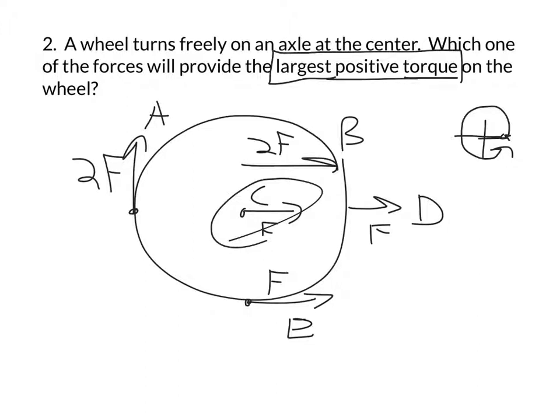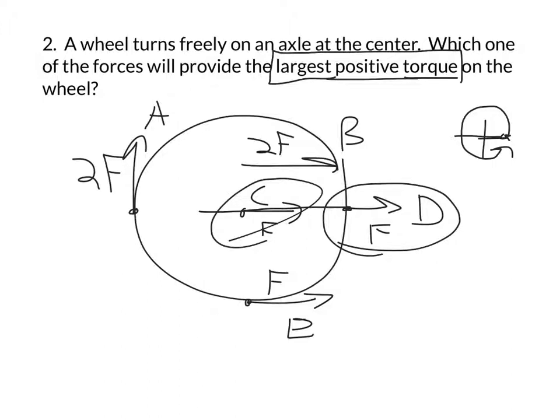So it's not going to cause this thing to spin one way or the other. It would cause it to translate if the wheel wasn't held down. It could move the wheel across, but it wouldn't spin the wheel. And by the same token, D is not acting at the pivot point, but D is in line with the pivot point. So D will also not cause a torque on this object.